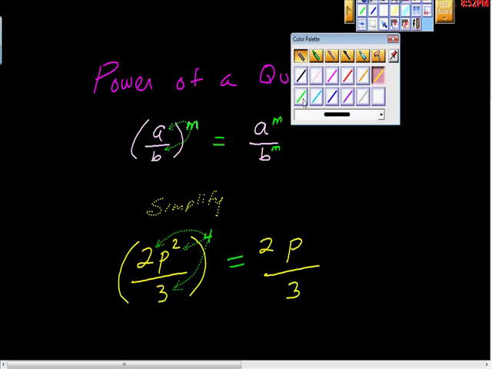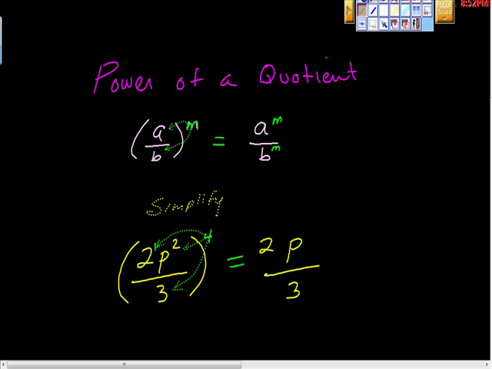Now look what we did here. We distributed this. This is 2 to the 1st power here, so 1 times 4 is 4. So 2 to the 4th. 4 times 2 is 8, so p to the 8th power. 3 to the 4th power. You can simplify this out, and 2 to the 4th is 16. So we have 16 p to the 8 over 3 to the 4th power, which is 81. 81. All right?